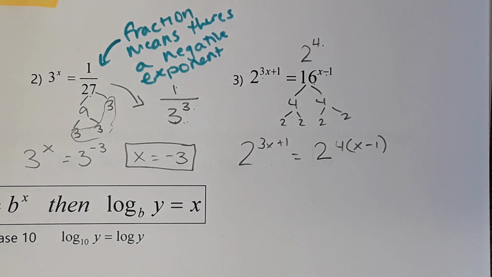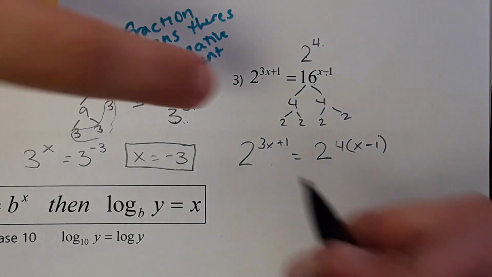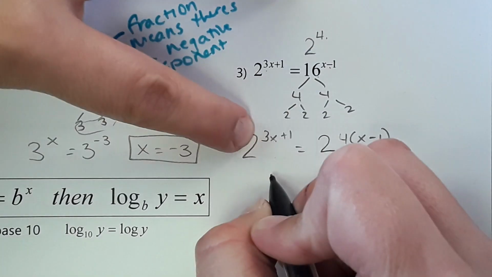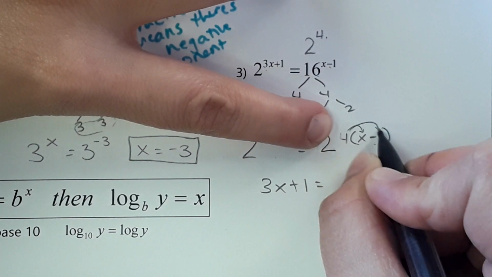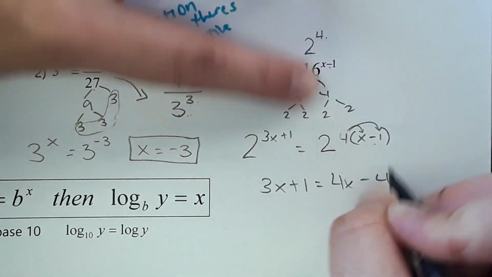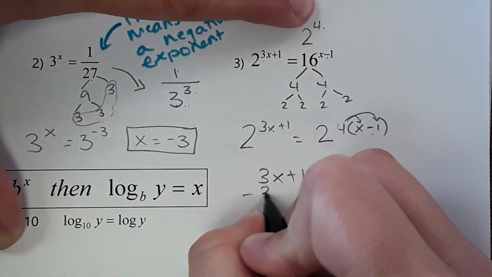Okay, then now that we have the same base of 2, not 16, we can set this equal to this and solve for x. So 3x plus 1 equals, and then distribute your 4x minus 4, and then solve for x.